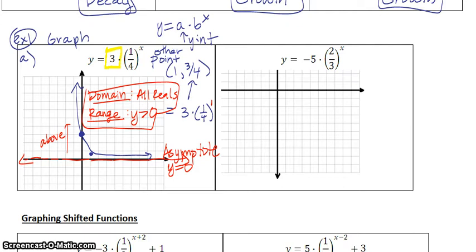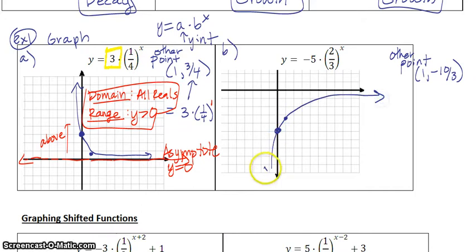Go ahead and pause and try to graph part B here. Okay, if you are done, you should have had a y-intercept of -5. And then for my other point, when I put in a 1, I end up with -10/3. If needed, change that to a decimal just so you can kind of see where that's graphed, but that's at -3.3 approximately. So that's where I'm trying to graph it here. I've drawn in my curve. The asymptote is at y equals 0.